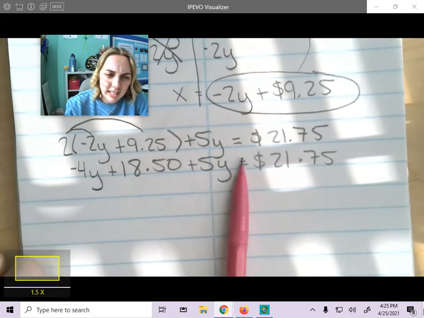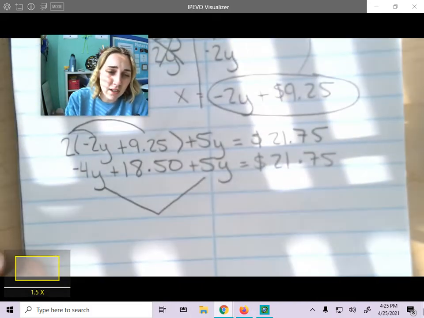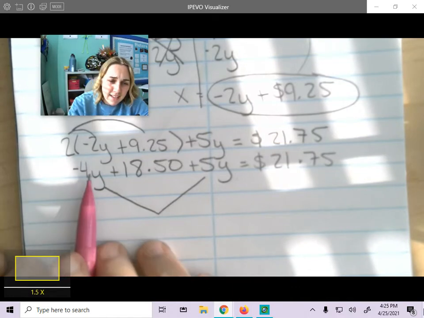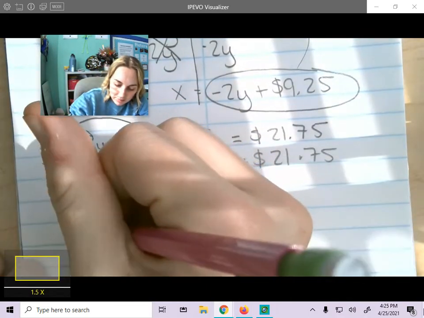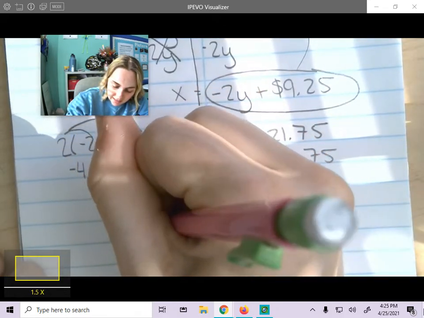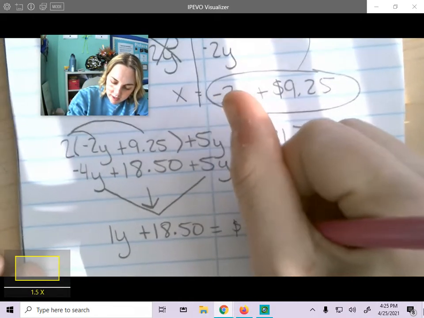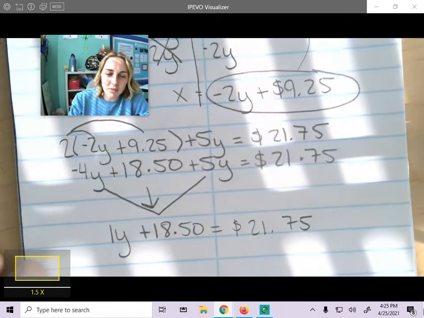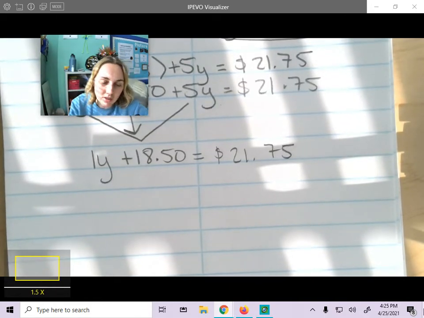Next, I'm looking on this side of the equal sign. I have two like terms that I can just go ahead and combine. Negative 4 plus 5 is going to leave me with 1y by itself, okay? I'll bring down this plus 1850, and that's going to be equal to 2175, all right? So now I have a one-step equation, or a two-step equation if you see it like that, where I can solve for y.